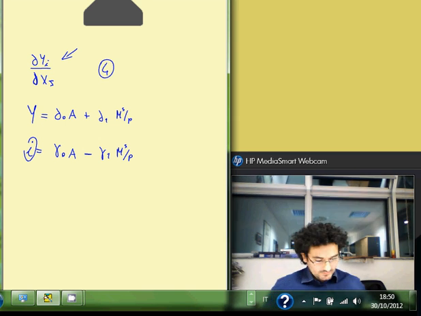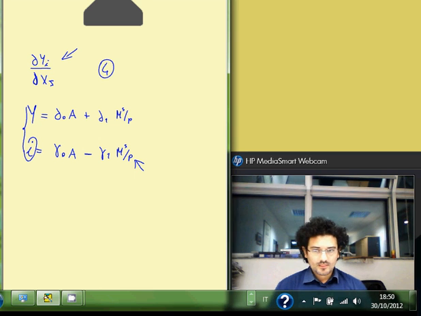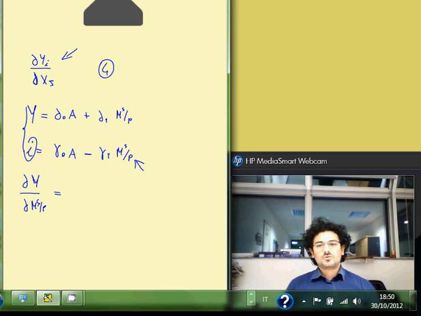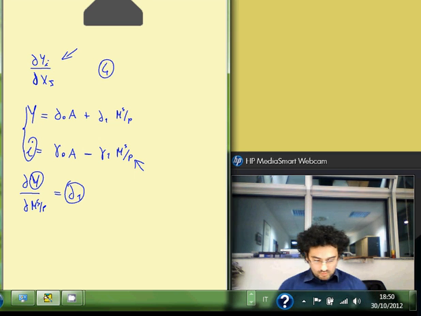We know that if the real money stock increases, we have a decrease in the interest rate. So if we compute, for instance, the partial derivative of income y with respect to the real money stock, and we will see how to compute this partial derivative, we get the coefficient delta 1, which is the change in income when there is a change in the real money stock.